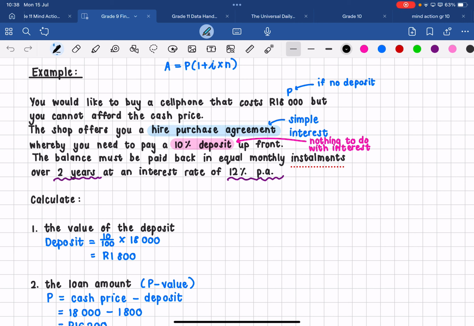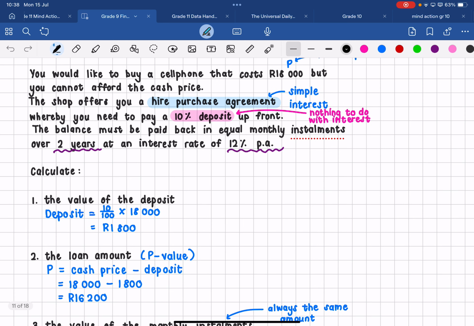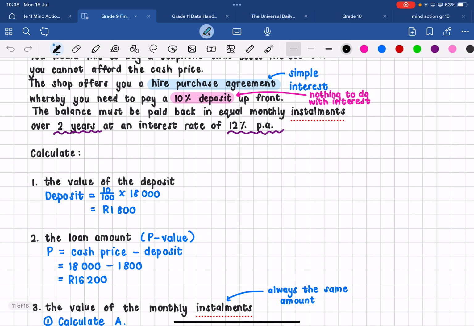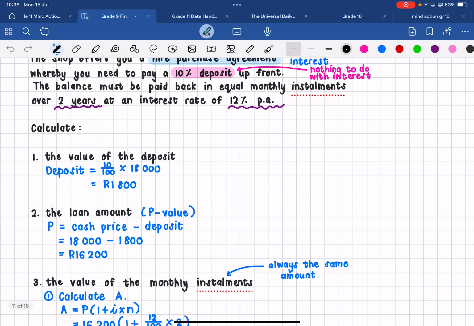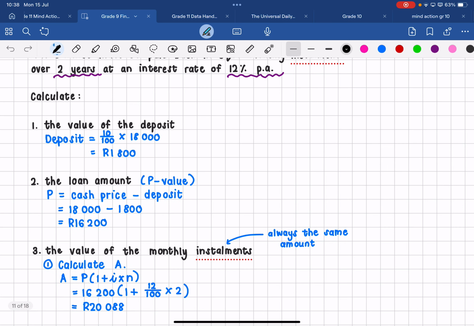Okay, very important. So you needed to pay a 10% deposit up front, and then after you've paid your deposit, the amount that you still owe that shop, you have to pay interest of 12% per annum on that, for 2 years. And every month you are going to be paying back the same amount, so an equal monthly installment. Just to remind you of the things that we've already calculated here, we found that the deposit was 1,800 Rand, 10% of the cash price. So 10 over 100 times the cash price that they gave us. So that was 1,800. The loan amount, remember, is always your cash price minus the deposit, if there is a deposit.